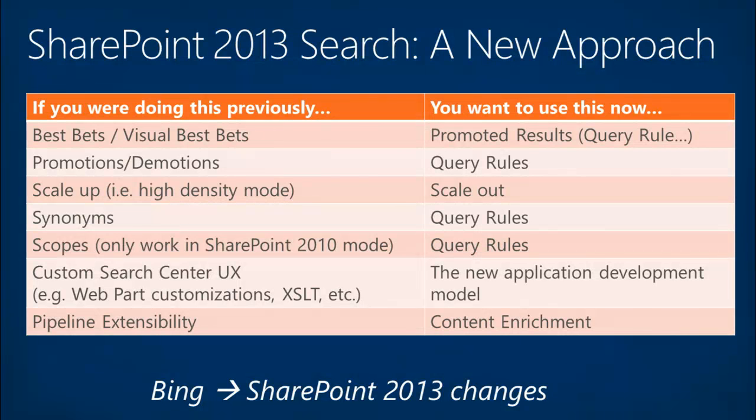One major difference here is that with pipeline extensibility, you're working with crawled properties, which means you need the property set ID, the name, as well as the type. On content enrichment, you're working with managed properties. So you're thinking differently than you were before when you're working with content enrichment.